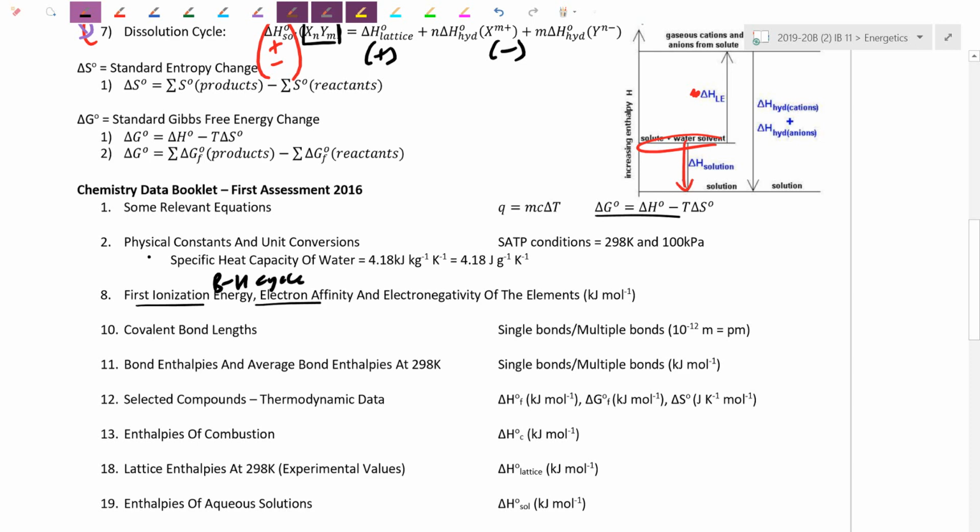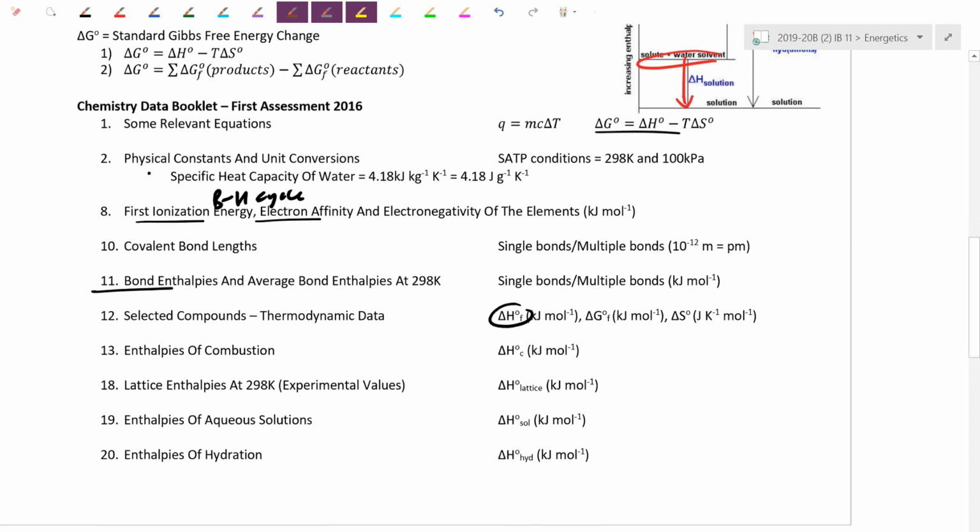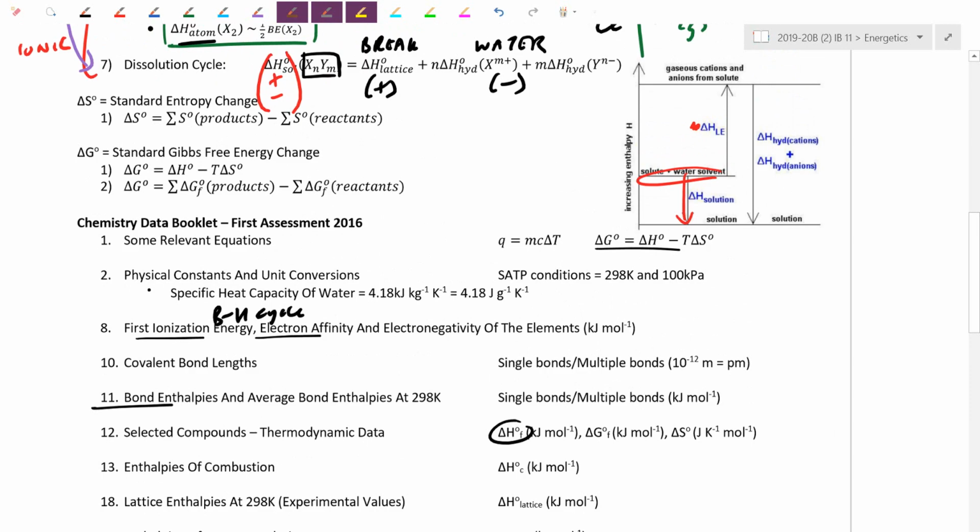If I looked at bond length or bond enthalpy here, that's on table number 11. For formation data, it was table number 12, combustion table 13, and then we did some of that lattice stuff here, 18, 19, 20. So again, don't memorize that. You always have your data booklet, but that's where you can find some of the numbers.